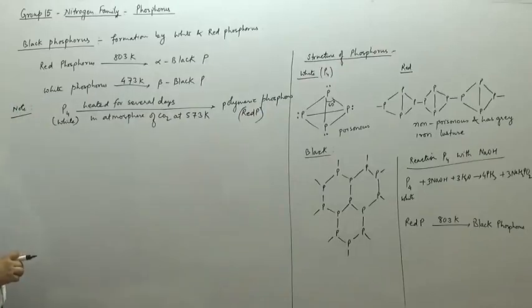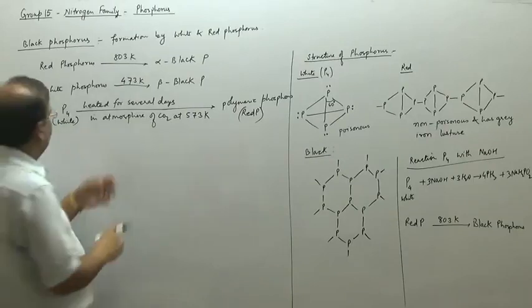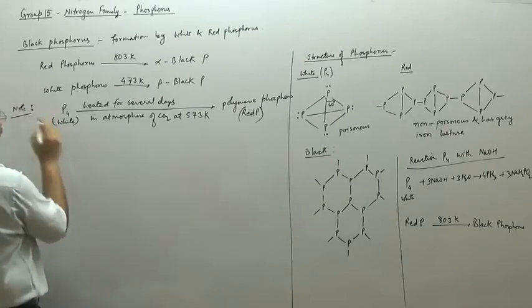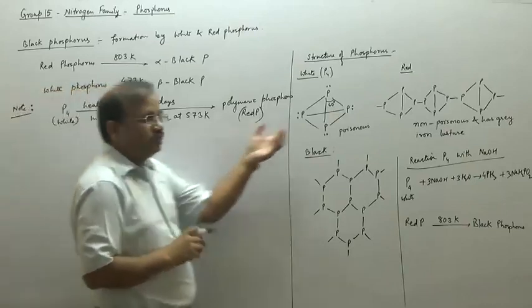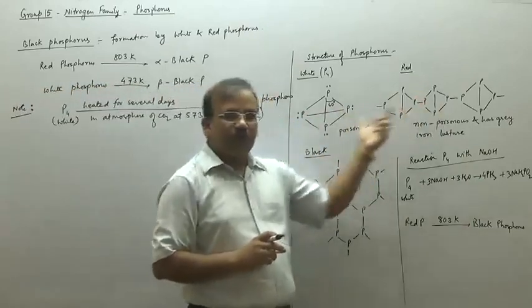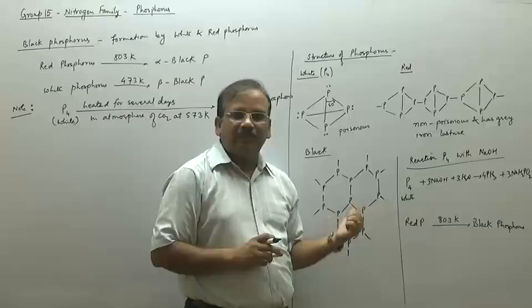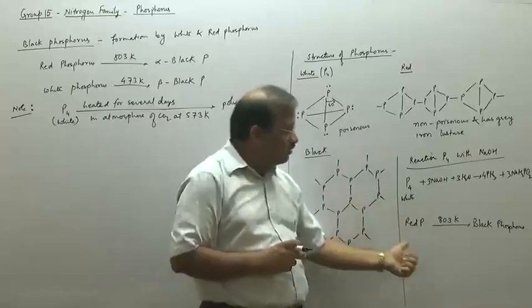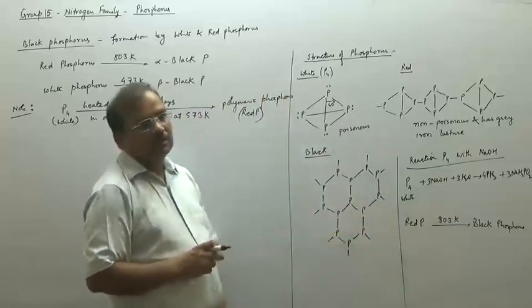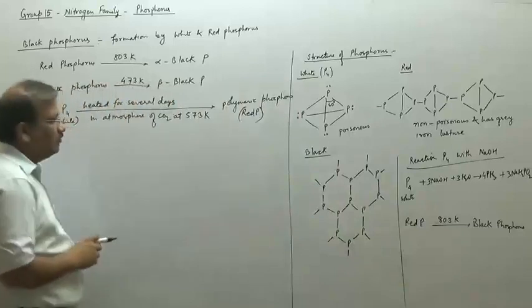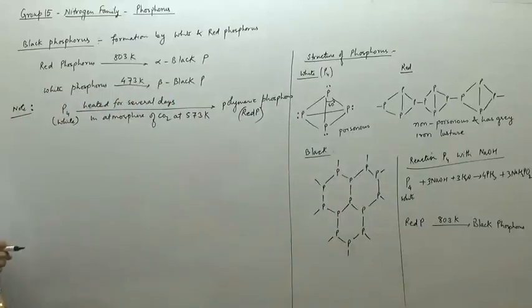So we have just written how we can form red phosphorus. Even from white phosphorus we can get red phosphorus. From red phosphorus we get black phosphorus, and even from red phosphorus directly we can get black phosphorus. So this is about black phosphorus.